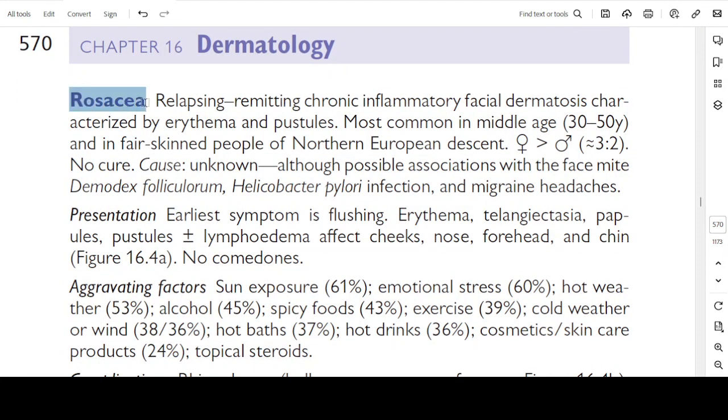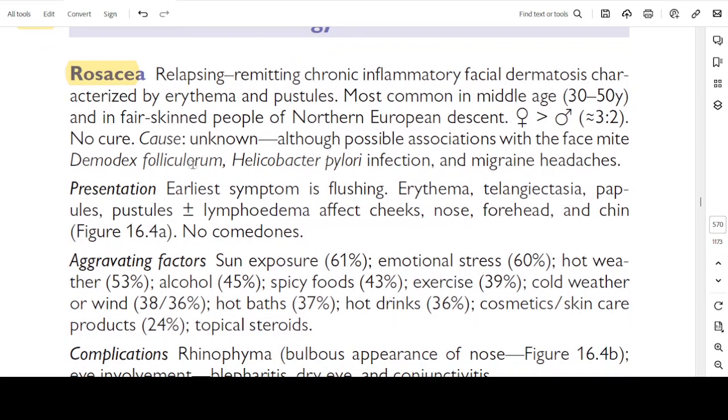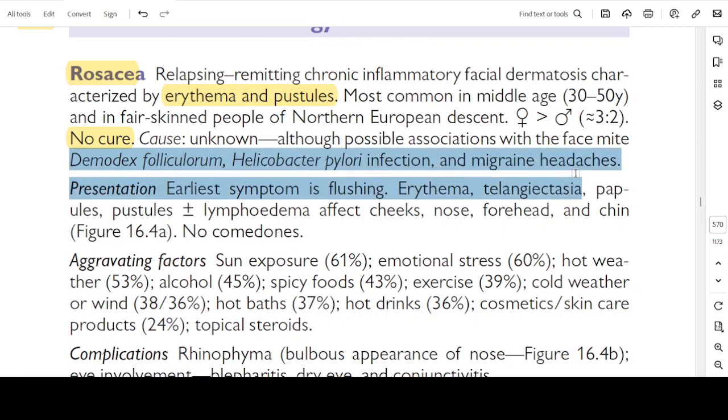Rosacea, page number 570. Relapsing and remitting chronic inflammatory facial dermatosis characterized by erythema and pustules. Most common in middle-aged 30 to 50 years in fair-skinned people of Northern European descent, females more than males, no cure. There is no cure for rosacea. Cause is unknown, although possible association with Demodex folliculorum or Helicobacter pylori infection and migraine headaches. So there are associations of rosacea but cause is unknown.